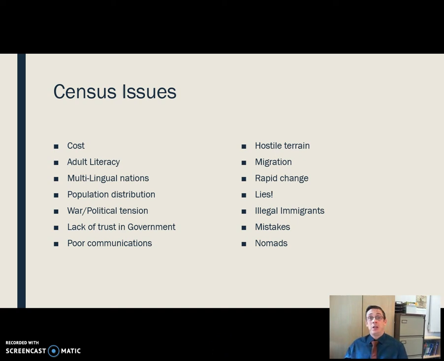Now, this has been a reasonably quick run through of how we gather demographic data and some of the issues with gathering demographic data. This is some of the stuff that can appear as an exam question. We'll discuss it a wee bit more in class.